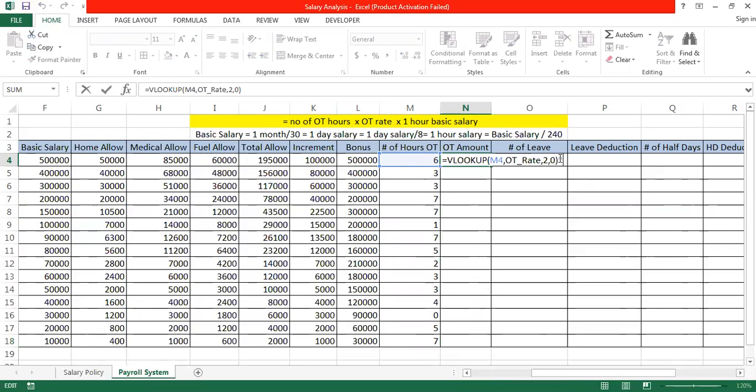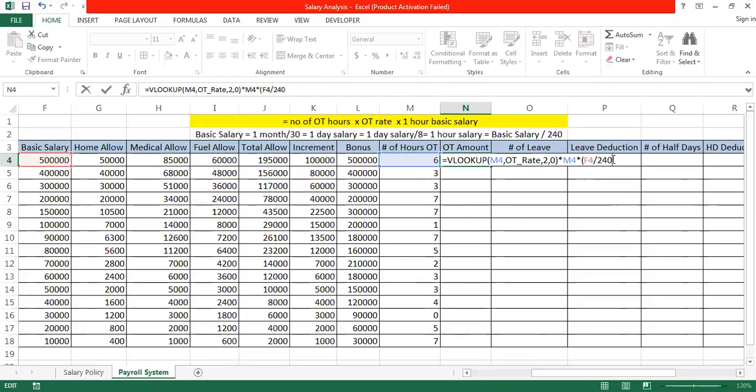Here I have a multiplication sign. I'm going to multiply it with the number of hours overtime has been performed, multiply by per day basic salary. Basic salary divided by 240. So where I have my basic salary, here I have my basic salary divided by 240. Or I can use brackets as well, before F4 and after 240.